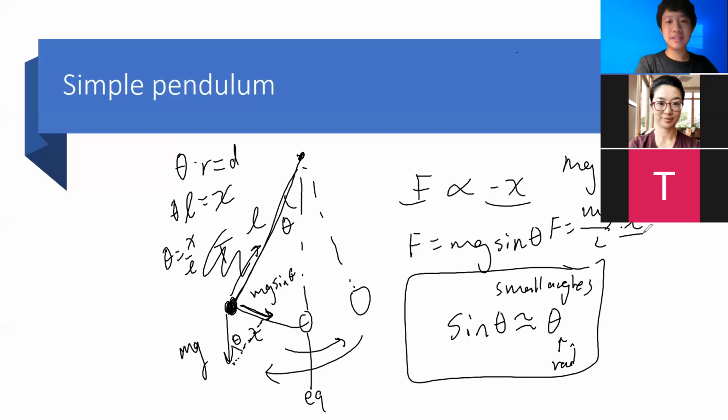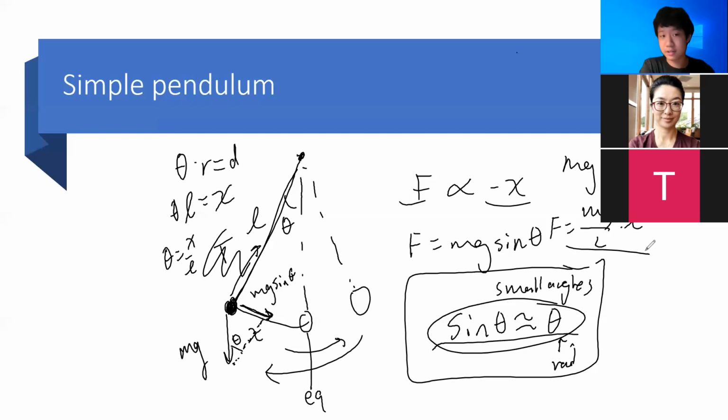All right, and this only worked because we assumed that sine theta is equal to theta. So a simple pendulum will only be simple harmonic if the angle is small, because otherwise this assumption would not be true, and this would also not be true. All right, so a simple pendulum will only be simple harmonic if theta is small, or only for small angles.